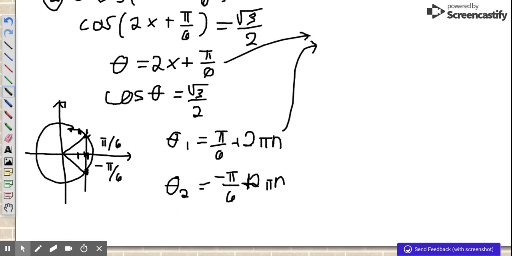So if theta 1 is equal to 2x plus pi over 6, I'm going to write 2x1 because this is for theta 1.